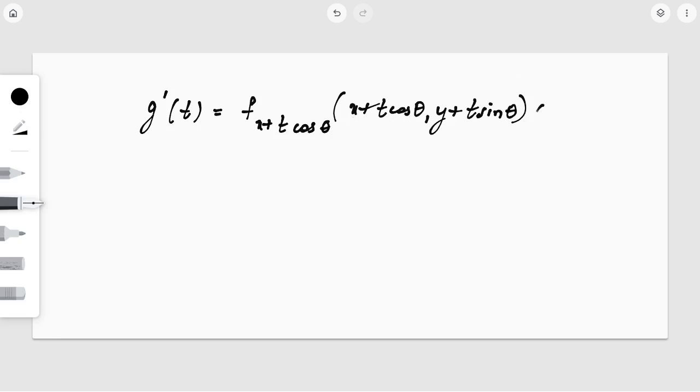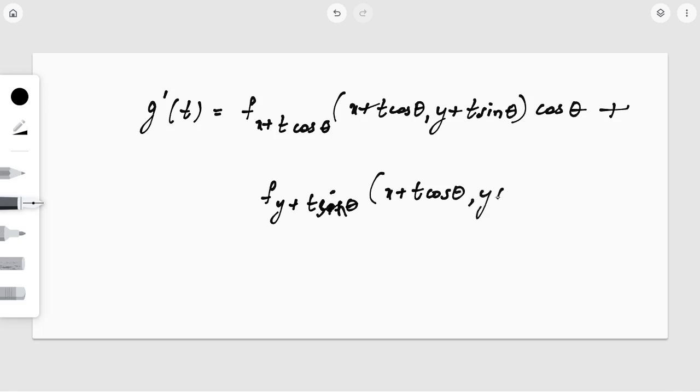X is constant, it will be cos theta plus f of y plus t cos theta, partial derivative of f with respect to y plus t, sorry, this is t sine theta. And what is the derivative of y plus t sine theta? It is sine theta. Now what will be the value of g dash of 0?